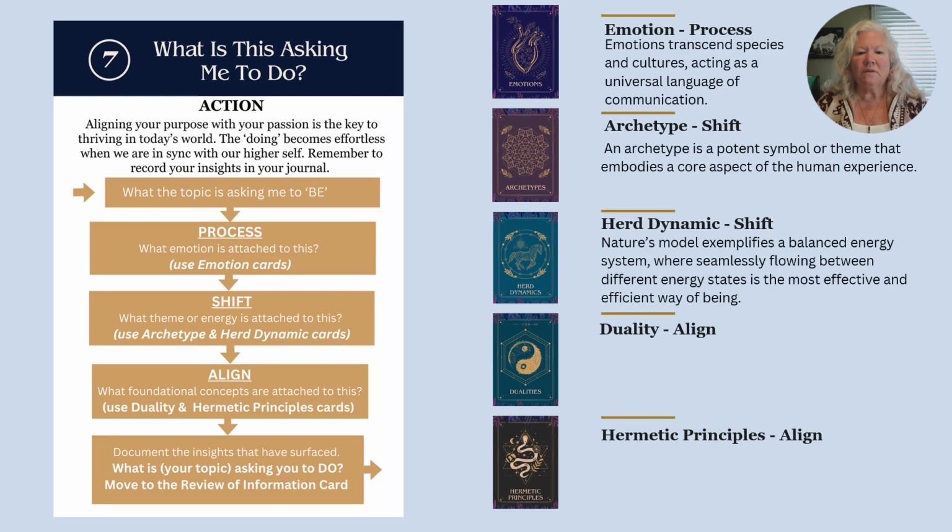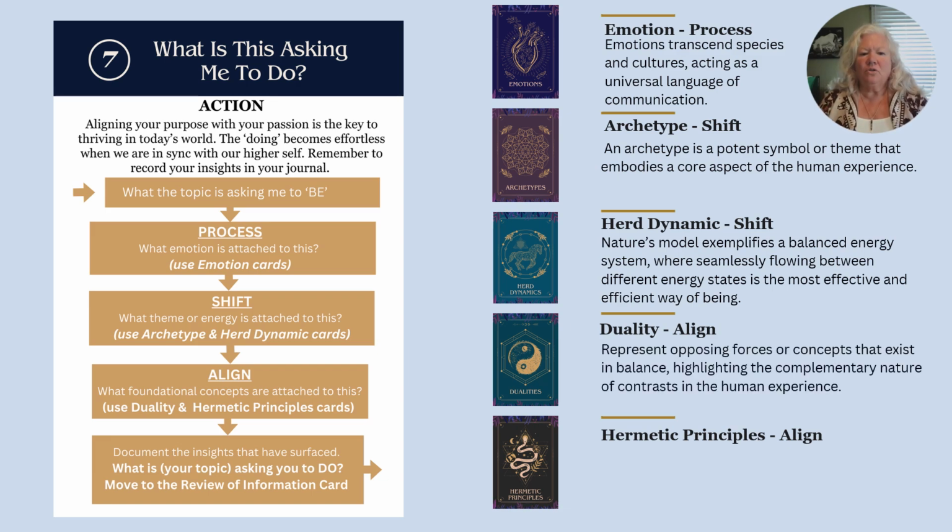Another part of our shift is the herd dynamic, which is the energy around that's fueling and supporting the situation or the topic. This is nature's model of a balanced energy system, where seamlessly flowing between different energy states is the most effective and efficient way of being. The next stage of doing is aligning, and the duality cards represent opposing forces or concepts that exist in balance, highlighting the complementary nature of contrast within the human experience.